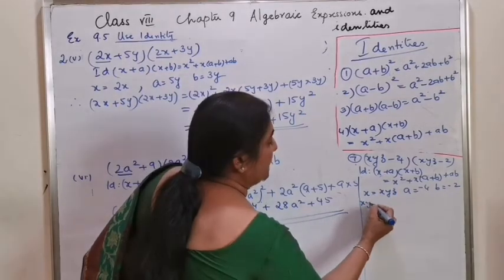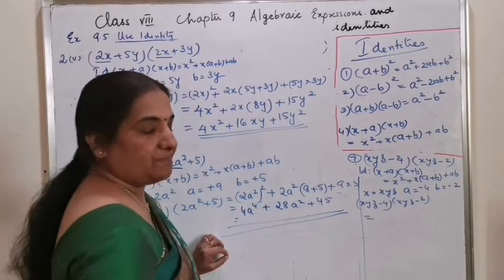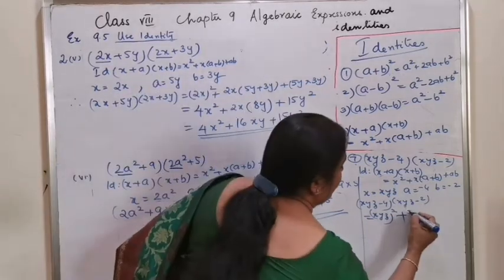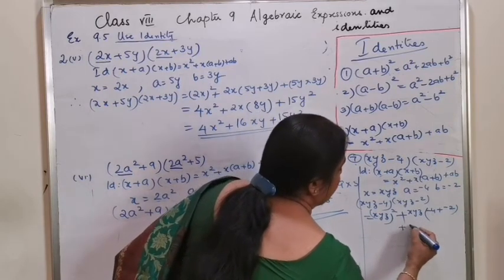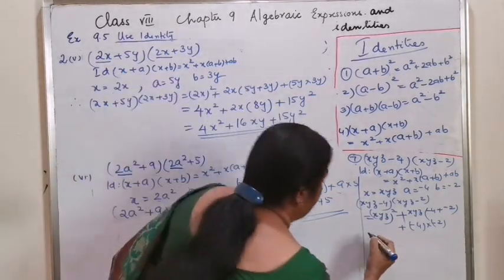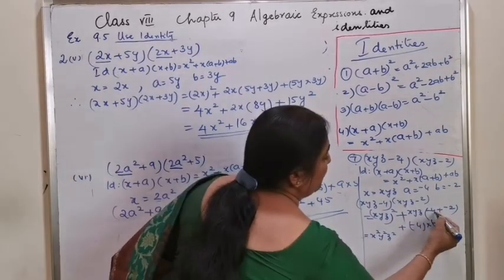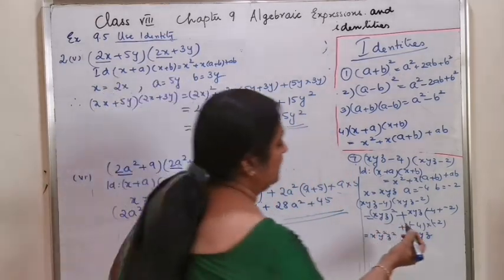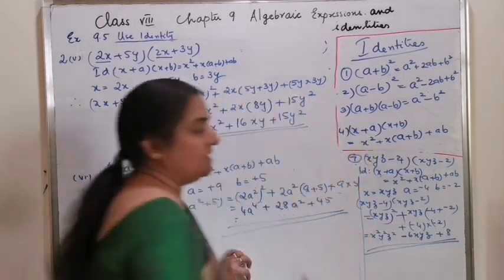Substitute as xyz minus 4 into xyz minus 2 is the same as xyz the whole square plus xyz into minus 4 plus minus 2 plus minus 4 into minus 2. Method remains the same. It's the same as x square y square z square. Then minus 4 plus minus 2 is minus 6xyz. Then minus 4 into minus 2 is positive 8. So plus 8. This is the final answer.